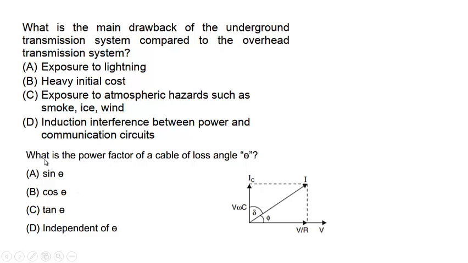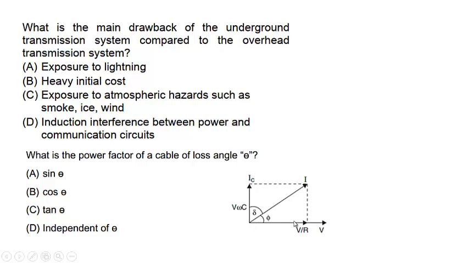So here, what is the power factor of a cable of loss angle theta? Usually this figure is not given in the question, but I have given this figure for you to understand. Loss angle and the power factor angle, they are related like this. That means the summation of these two will be equal to 90. They are complementary angles. So here we are asked to find out the power factor if loss angle is given as this. This is theta. Loss angle here means delta, which we have discussed in the class.